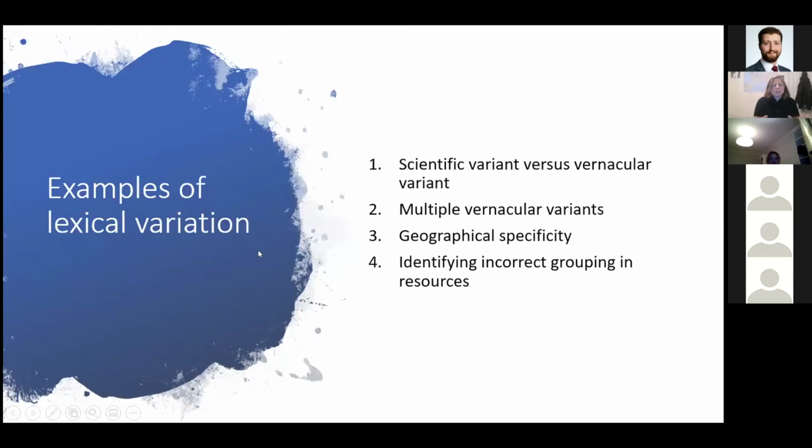And so now I'm just going to have a look at some of the examples of lexical variation that I found, and I'll take you through that. So first it will be looking at scientific variants versus vernacular variants, then multiple vernacular variants, geographical specificity and usage, and also identifying incorrect grouping in the resources.